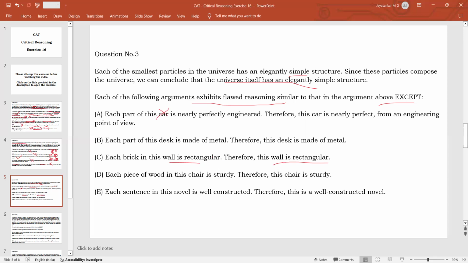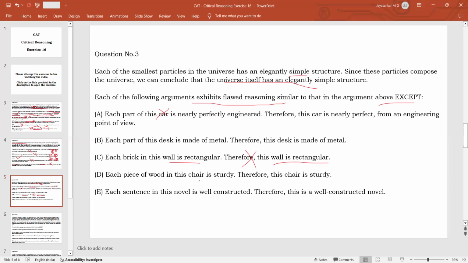How you assemble the bricks will decide the shape of the wall. Just like how you assemble the particles to form the universe, it will define whether the universe is simple or complex. So just because the bricks are rectangular does not necessarily mean that the wall should be rectangular. The same thing, just because the parts of a car are perfect, when you assemble the parts, if you are not assembling in a perfect manner, the car need not be perfect. So the same mistake here. So this is not our answer, because it is following the same flawed reasoning.